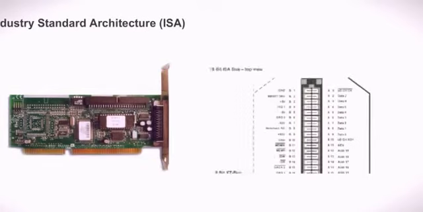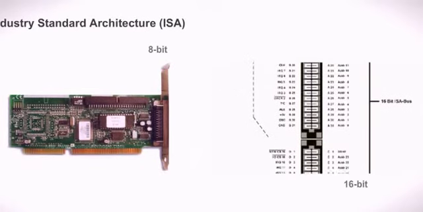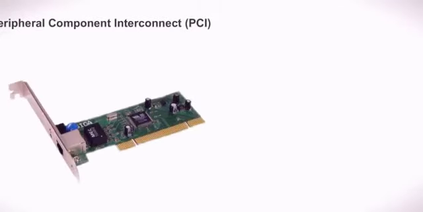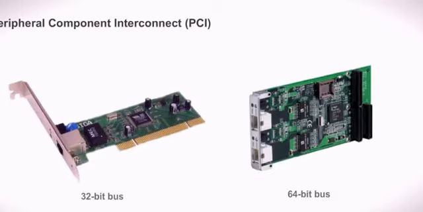The Industry Standard Architecture (ISA) bus was developed for the first IBM personal computer. Originally, it had an 8-bit bus width which was later expanded to 16 bits. The Peripheral Component Interconnect (PCI) bus is a high-speed 32-bit or 64-bit bus that was originally developed to meet the video demands of graphical user interfaces.